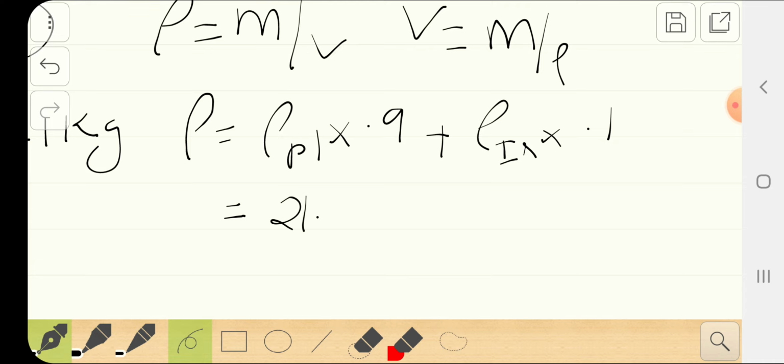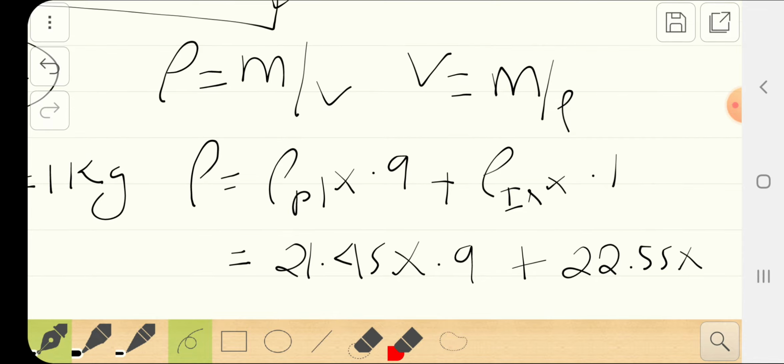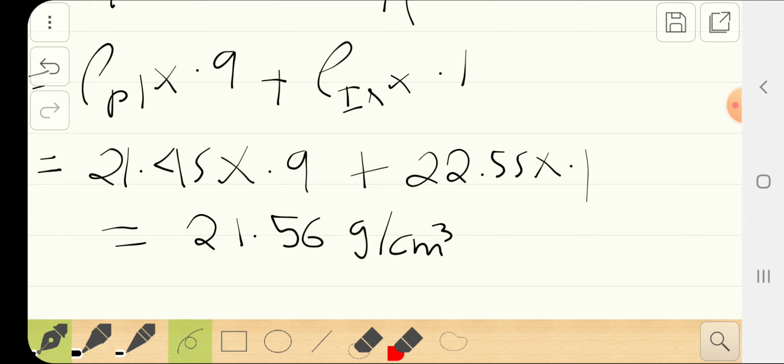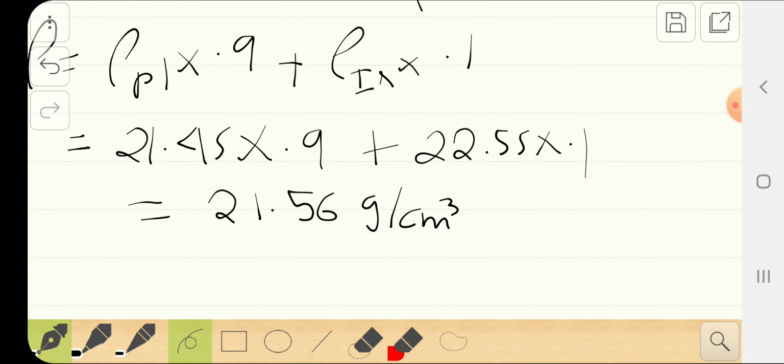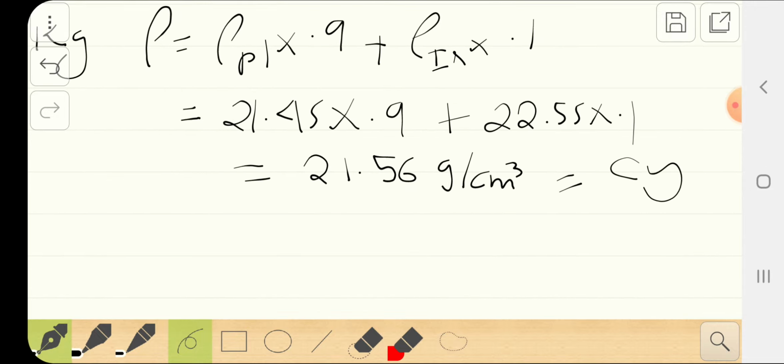21.45. So 21.45 times 0.9 plus the density of iridium, which is 22.55, times 0.1. If you can calculate it yourself, it's all right, it's good stuff. So 21.56 gram per centimeter cube is the density of that cylinder. So we got the density.